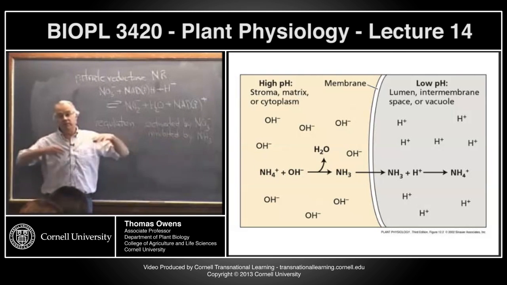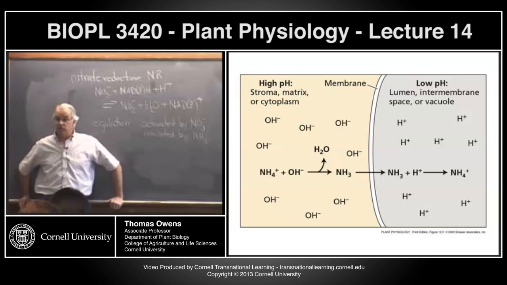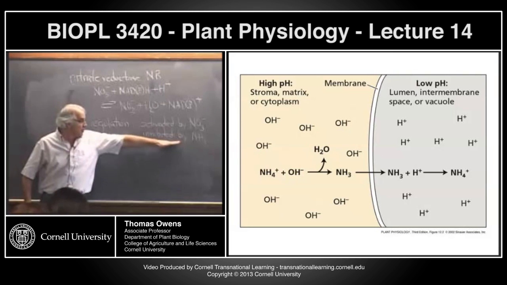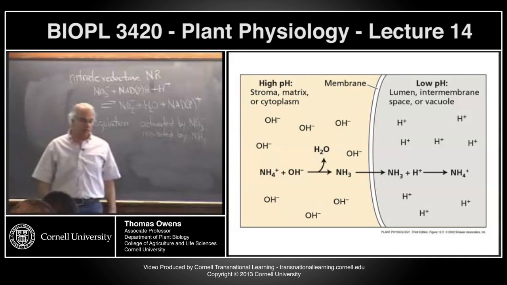So obviously we're giving a teleological explanation for something that evolution has selected for. But it's not surprising that evolution selected for ammonia inhibition of nitrate reductase if it saves the plant a lot of energy. Don't reduce nitrate if you don't need to. If there's plenty of ammonia present, you don't need to reduce nitrate.